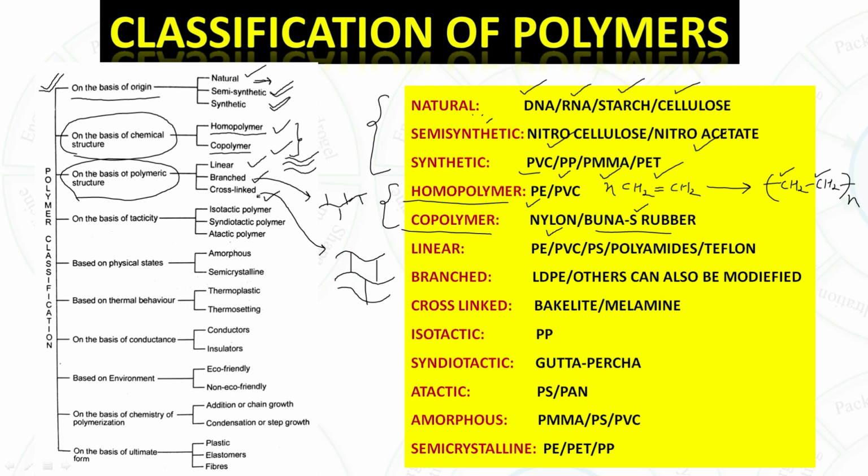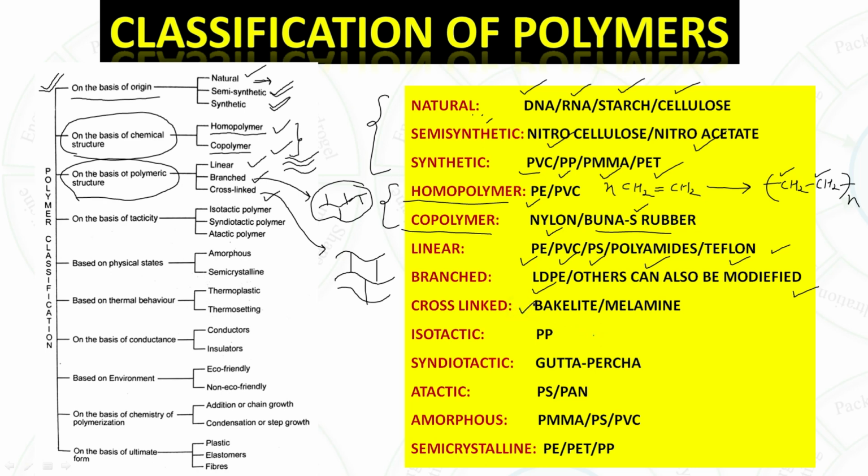So linear, branched and cross-linked, and there are some examples of the linear. See, polyethylene, polyvinyl chloride, polystyrene, polyamides, Teflon, they all are linear polymers. And low density polythene, LDPE, and other polymers can also be modified to branched polymers. But you should remember this, low density polythene is your branched polymer like this.